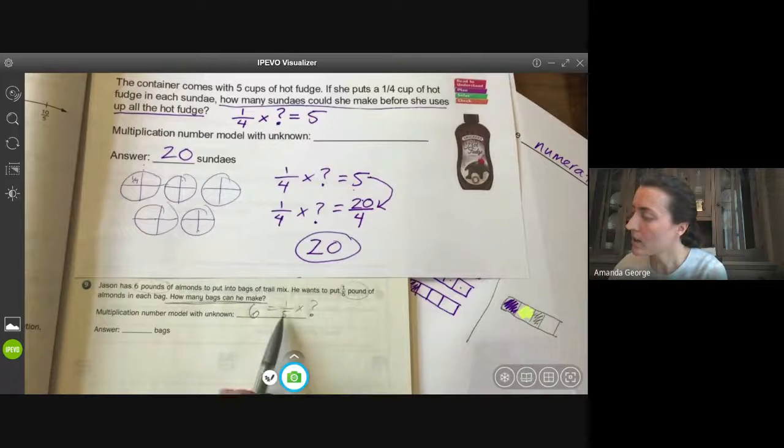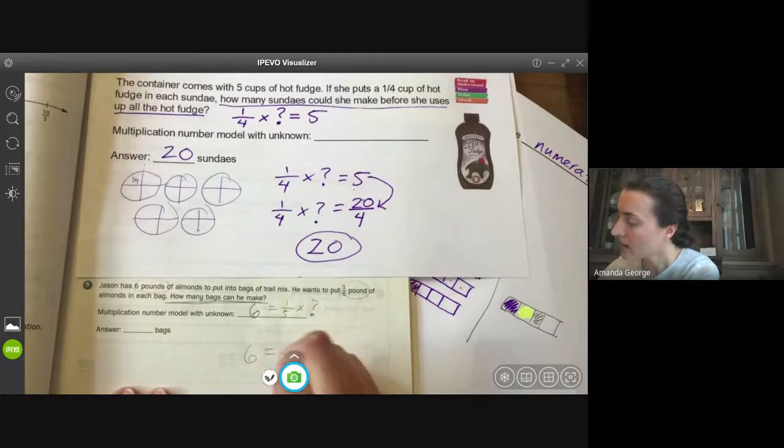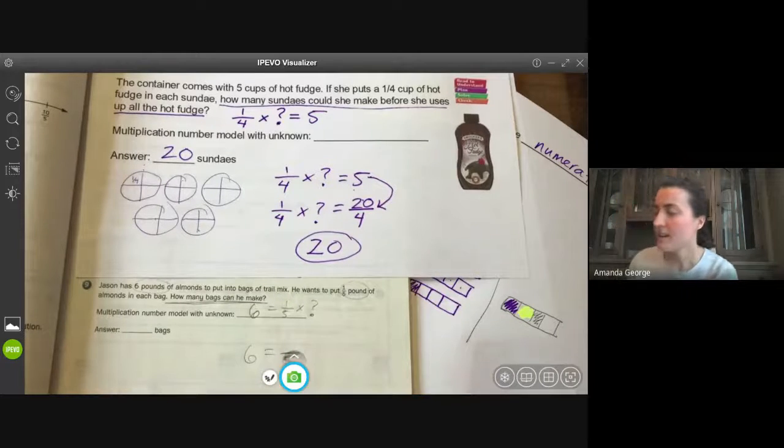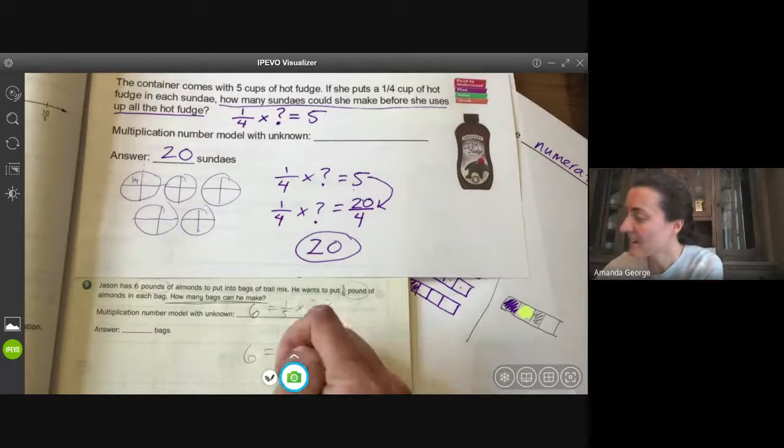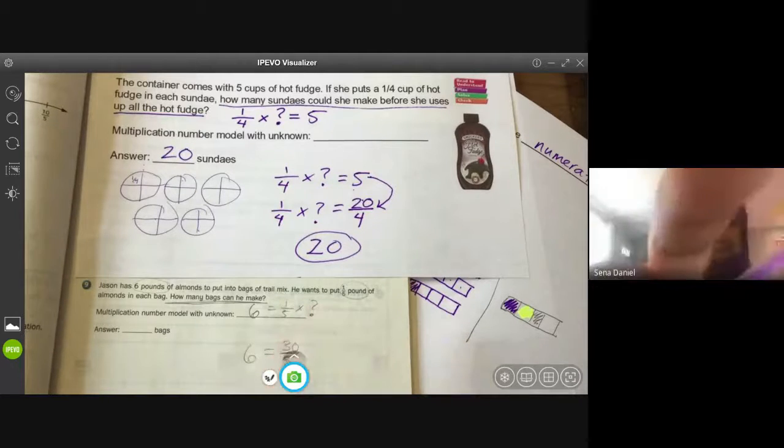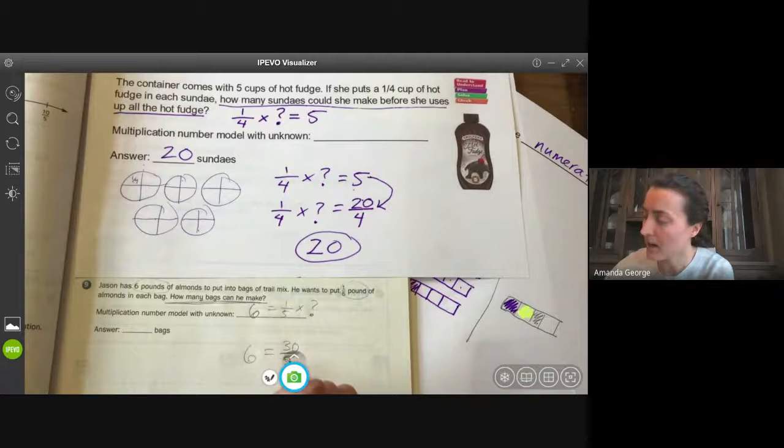And now we know that 6, let's have you type it in the comments so that everyone has a little time to think of it. 6 is the same as how many fifths? AKA, what divided by 5 would equal 6? Good, 30 fifths, because 5 times 6 equals 30. So 30 divided by 5 would equal 6.